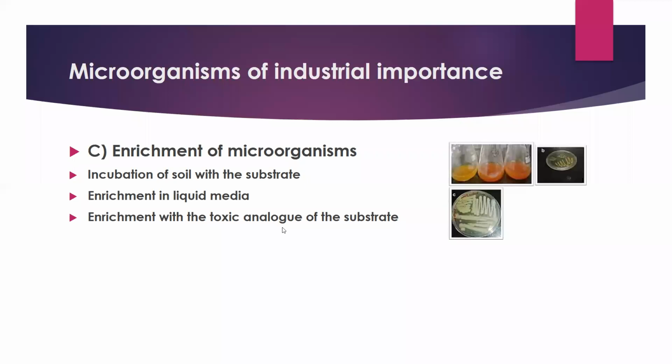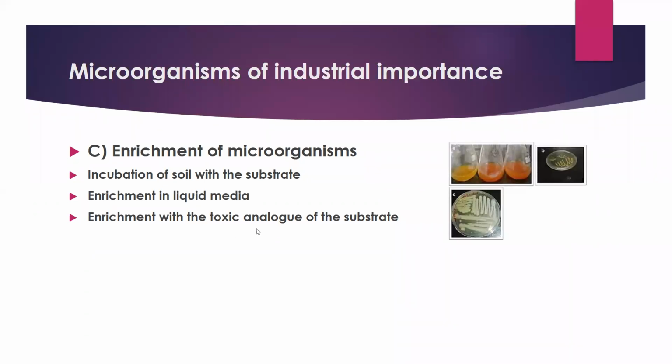Toxic analog means a molecule whose chemical structure would be very much similar to the original substrate, but it is toxic to the microorganisms, right? So there are some chemicals that could be chemically analogous to the original substrate, but their effect is toxic. So we would then add the toxic analog of the substrate directly to the soil or in the flask.